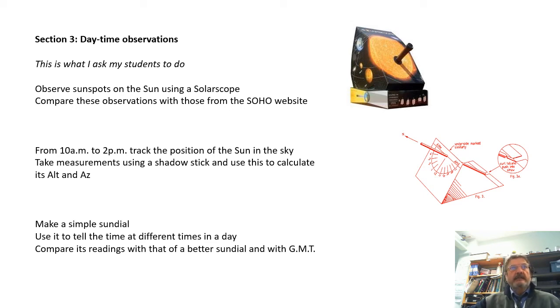Then we make our own sundials out of cardboard. We make equatorial sundials. Then we tell the time on the same day at different times in the day. We tell the time using our sundial, using a proper posh sundial, and also comparing it with GMT. So using a sundial.